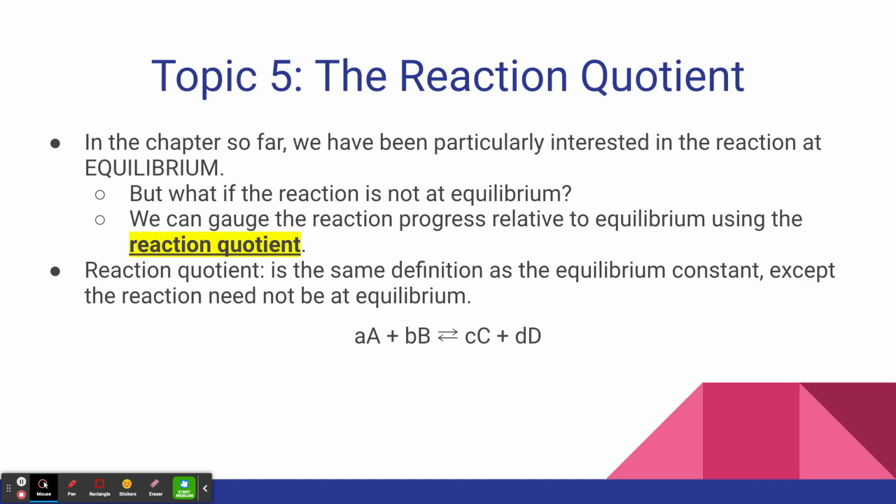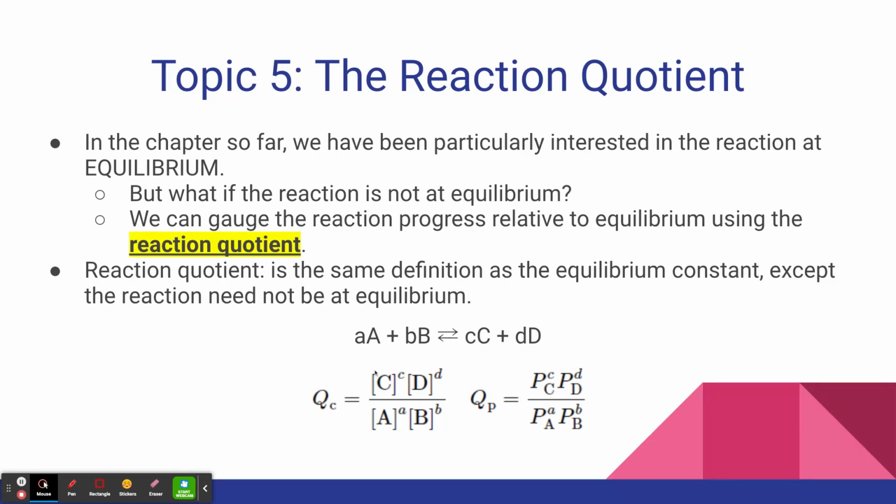So let's consider the generic chemical equilibrium: aA plus bB is in equilibrium with cC plus dD, where of course the capital letters here are our substances and the lowercase letters are our stoichiometric coefficients. The way that I would write the reaction quotient would be the same way I would write the equilibrium constant, except again, I can now take any pressure, any partial pressure, or any concentration throughout the process of the reaction and see where that reaction is relative to its equilibrium by calculating the reaction quotient.